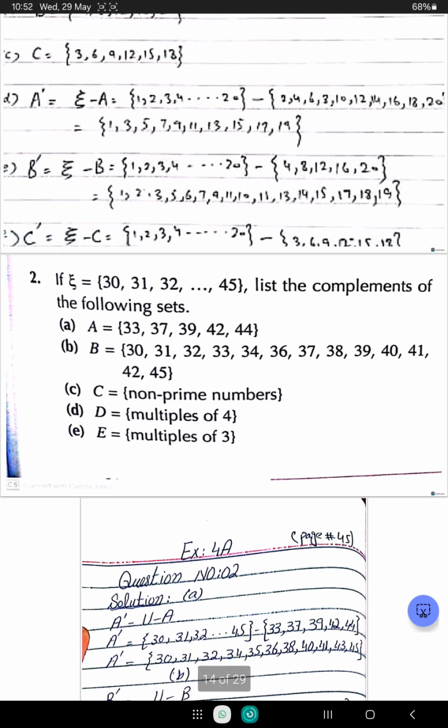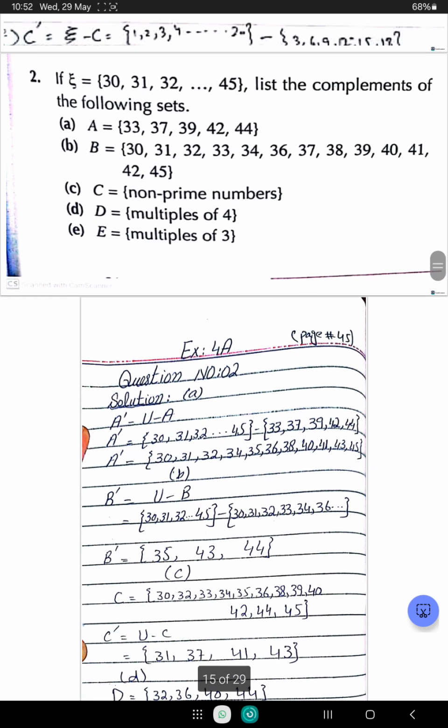Question number 2. If the universal set contains the elements 30 to 45, list the complement of the following: set A, set B, C the non-prime numbers, D the multiples of 4, E the multiples of 3. A complement: the formula is A complement equal to U minus A. First of all, we write the elements of the universal set, which are 30, 31, 32 to 45, minus 33, 37, 39, 42 and 44, which is the given set A.